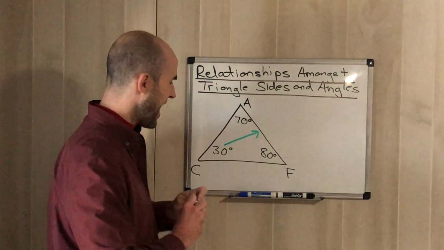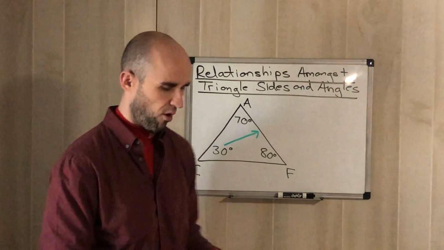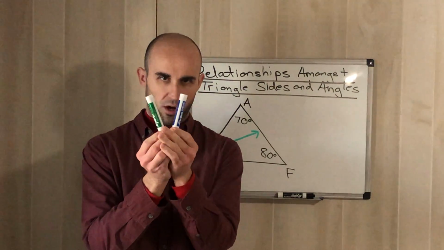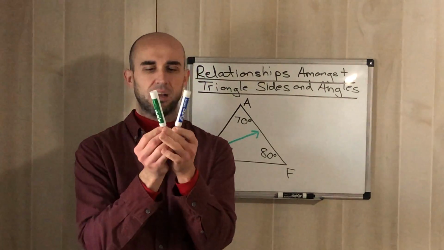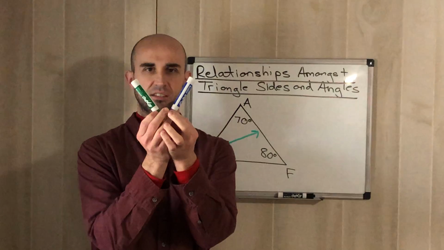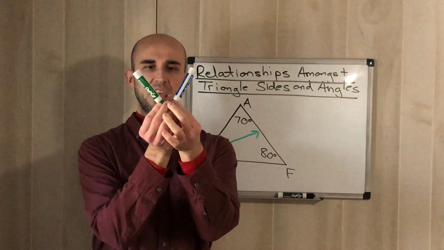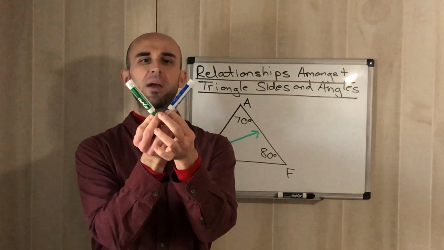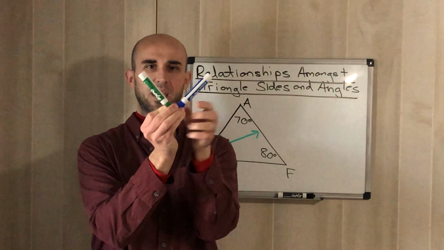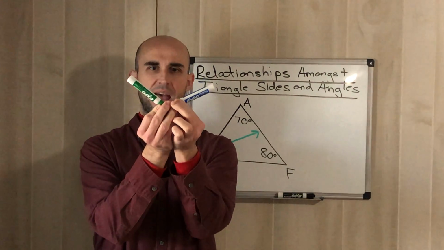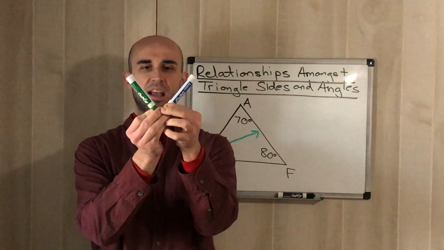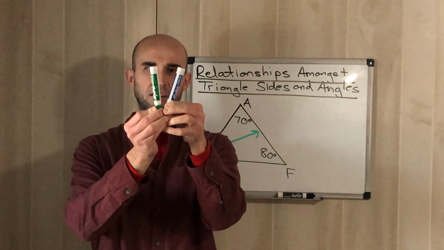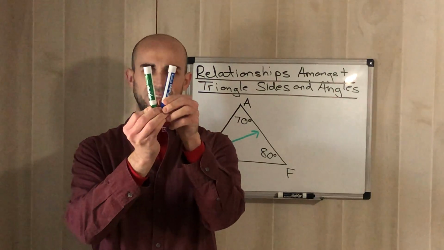And the reason that happens, I can probably even show it to you with markers, right? If we have these two markers, let's say this is a side, this is a side, and the angle here is in the middle. The bigger the angle gets, the bigger that side on top gets. The smaller this angle is getting, the smaller that side is.